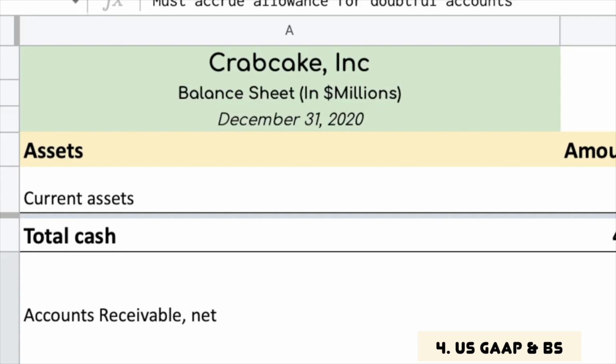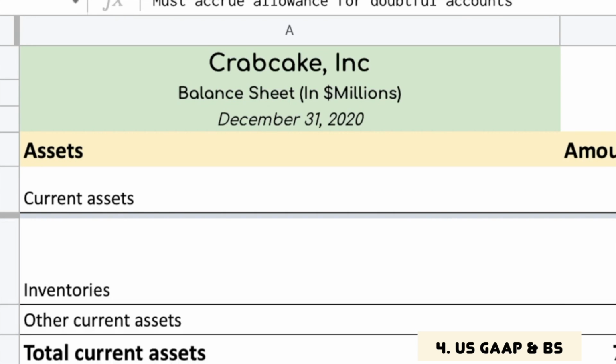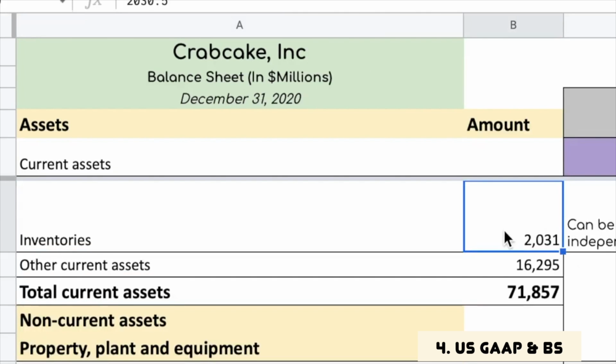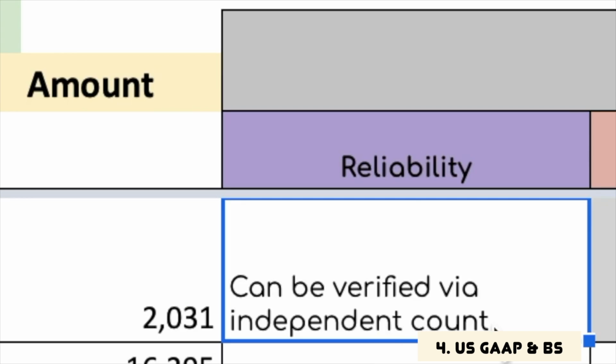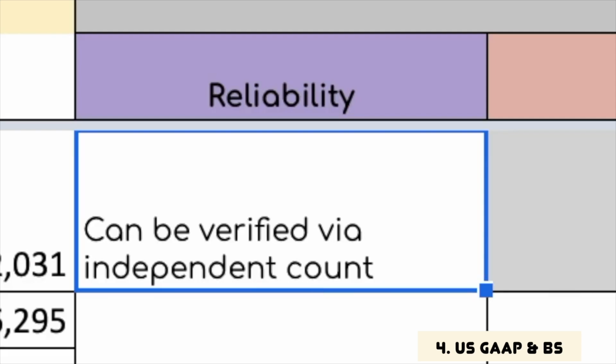The next account on the balance sheet is going to be inventories, and so with inventories, the balance here is $2 million, and the reliability here is that I need to be able to verify via independent count. And so if I come to you and I say you're showing a balance of $2 million of inventory, I need to be able to go to your warehouses and verify it, right? So the information must be verifiable via independent count if needs be, by a third party, be it an auditor, a lender, or whatever the case is. And so that's the reliability for inventory.